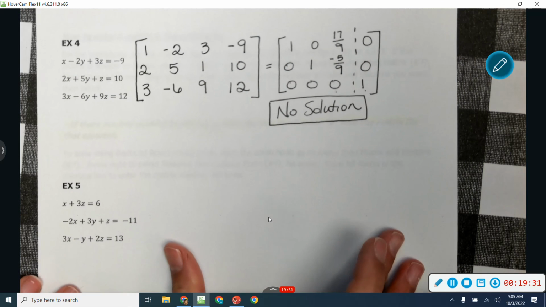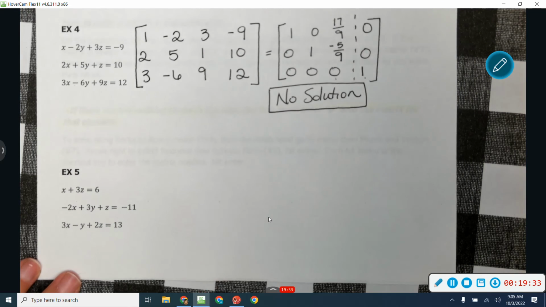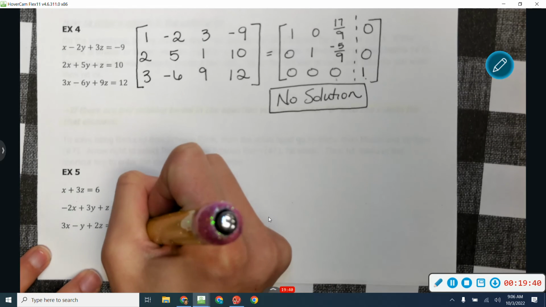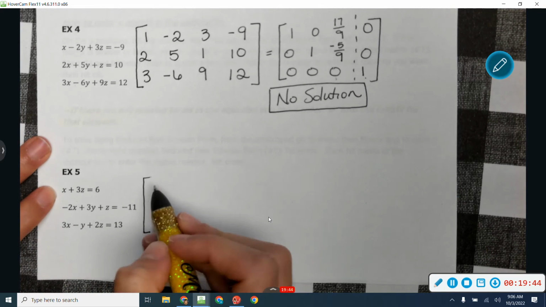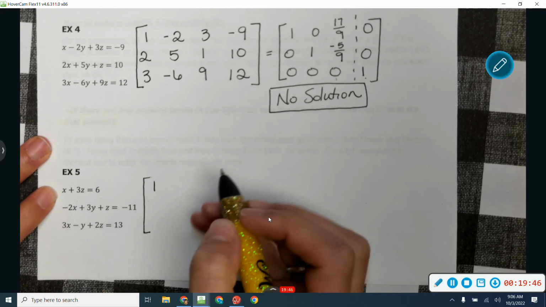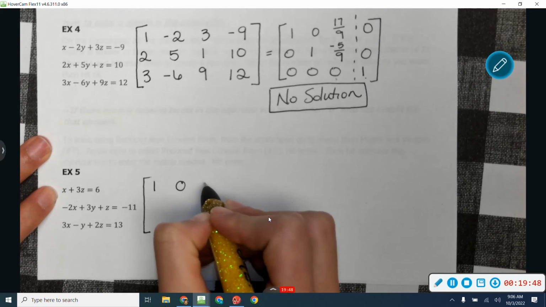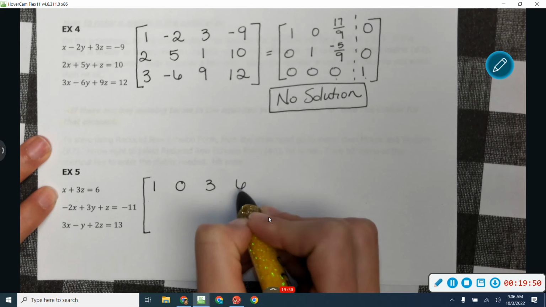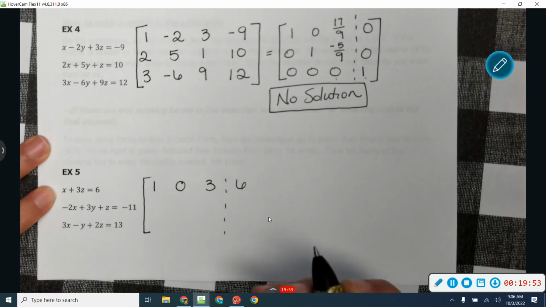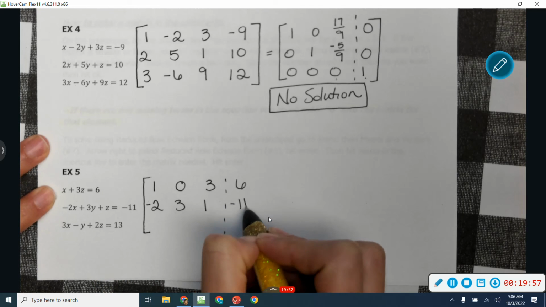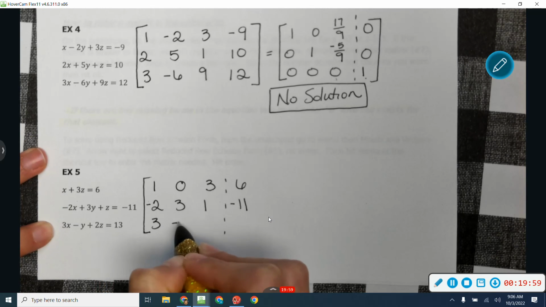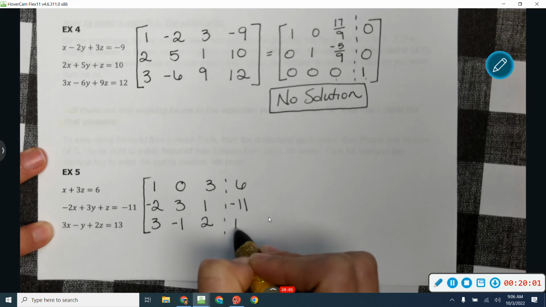Alright, on the last one, the reason we're doing this is because if you look at your first equation, you've got missing terms. Okay, so you have to get in the habit, if I have a missing term, what do I put in that matrix? A 0. So my first row would be 1. I'm missing a y, so I'm going to have 0, 3, and then 6. And I'm going to have negative 2, 3, 1, and negative 11. 3, negative 1, 2, and 13.